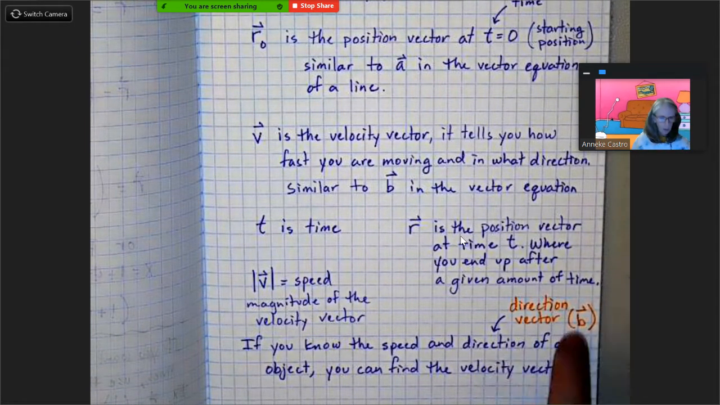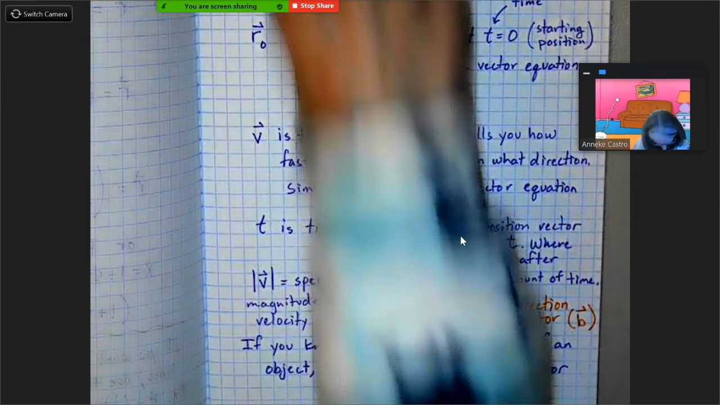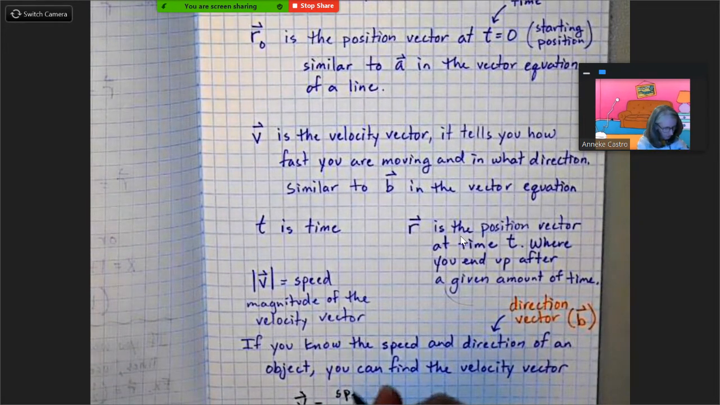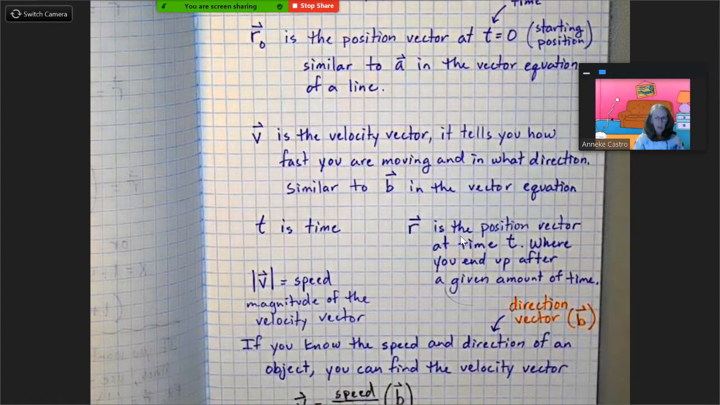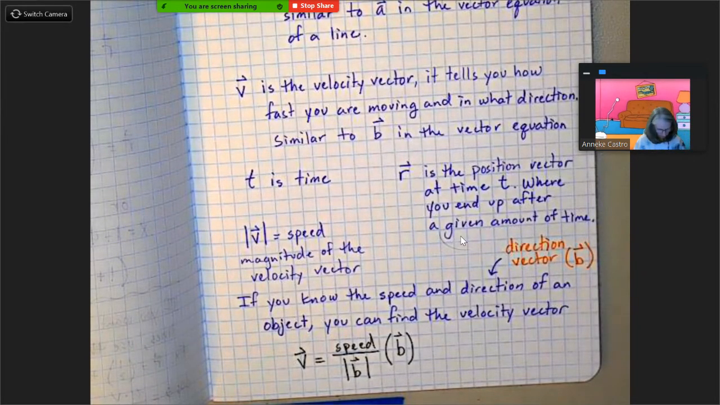So if we know the direction, we have the X component and the Y component, and we know the speed, then we can figure out the velocity vector. The velocity vector is going to be equal to the speed divided by the magnitude of the direction vector, multiplied by vector B. I'm going to give you an example and try to make this make sense. Hopefully it'll make more sense once we do that.